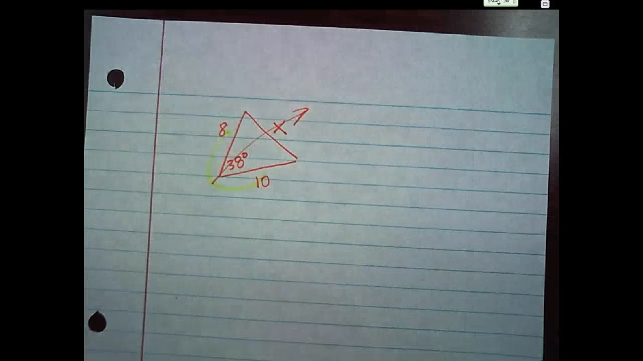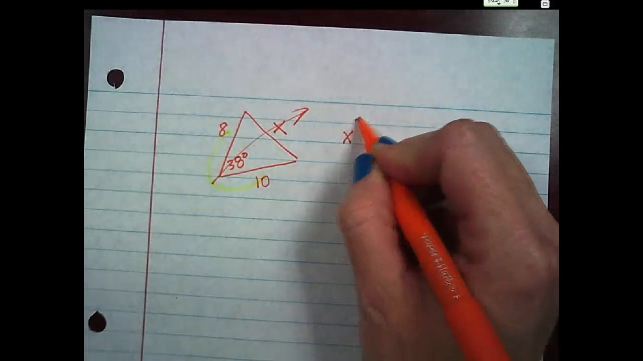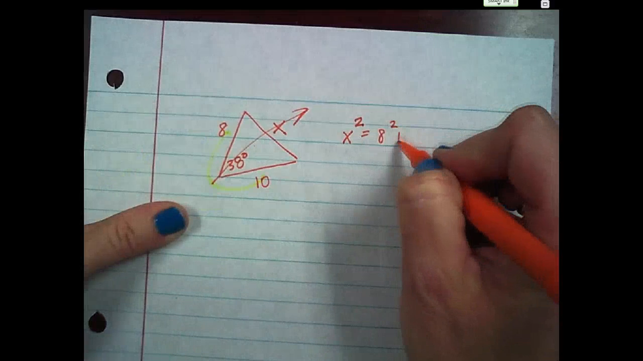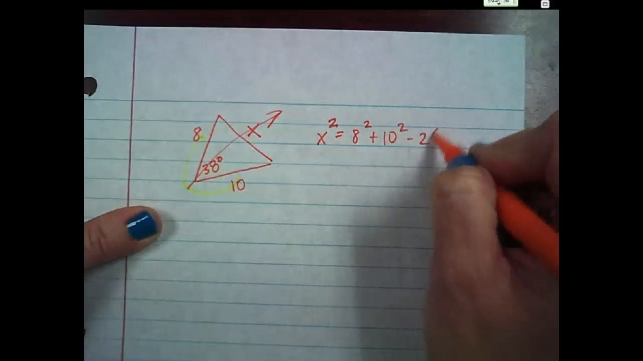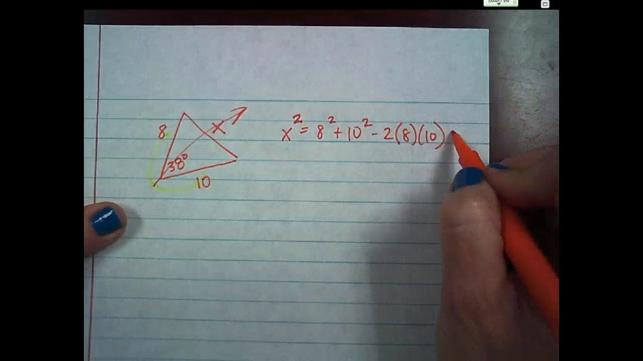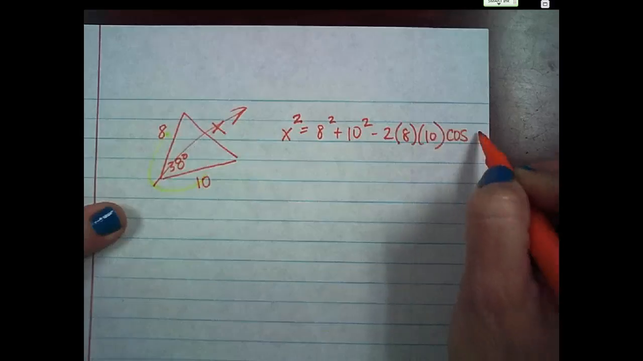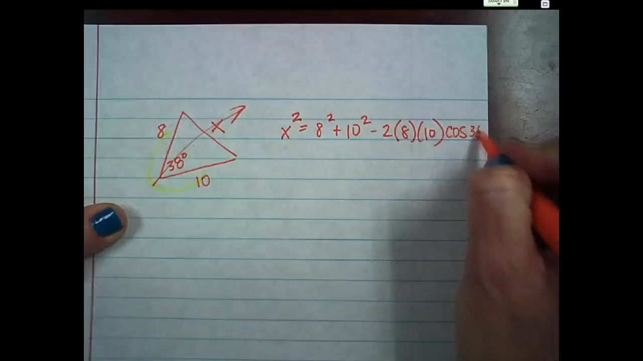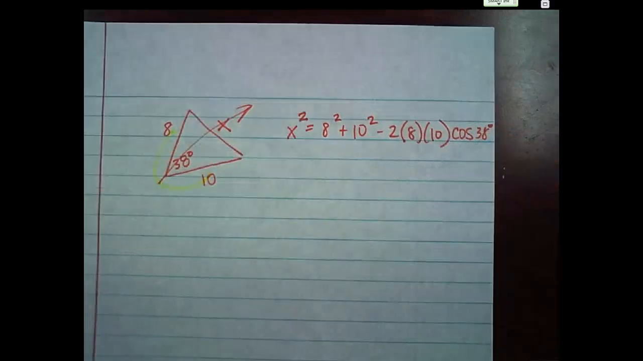And the way we did that is these go together. So I would say, all right, x squared, because that's what I'm looking for, equals, now use the two sides, 8 squared plus 10 squared, minus 2 times 8 times 10. Do you remember what the next part would be? Cosine of my angle. I used x here, so what am I going to use there? 38 degrees. Now use your calculator really quickly to find that answer.